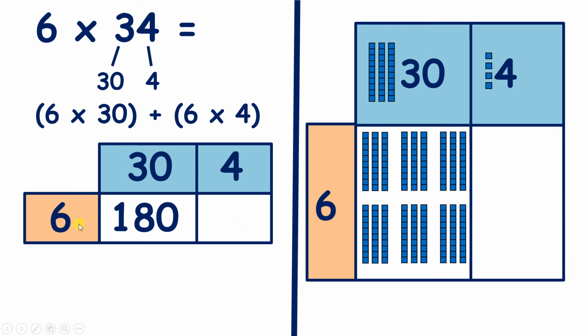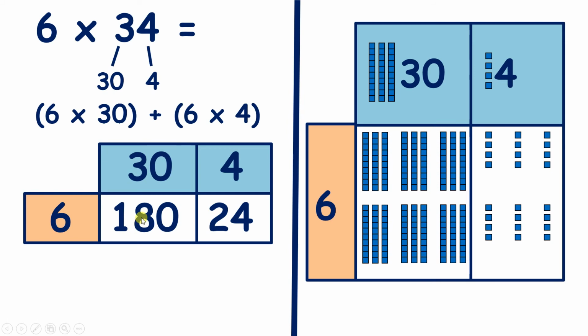Now we need to work out 6 times 4. So counting up 6 steps of 4 gives us 4, 8, 12, 16, 20, 24. So 6 times 4 is 24.